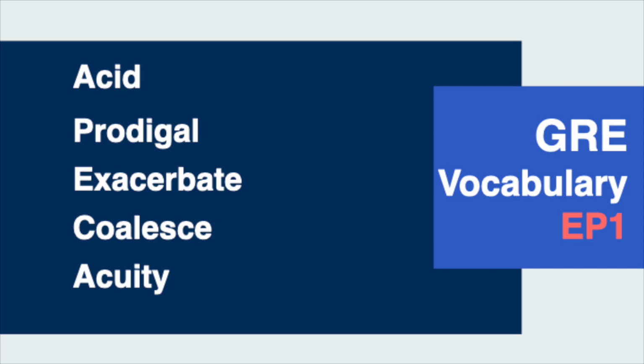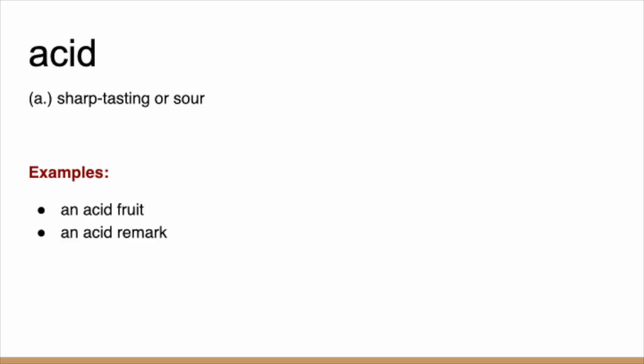Today, the words we are going to introduce are acid, prodigal, exacerbate, coalesce, and acuity. The very first word, acid, A-C-I-D. The meaning of acid is sharp tasting or sour.